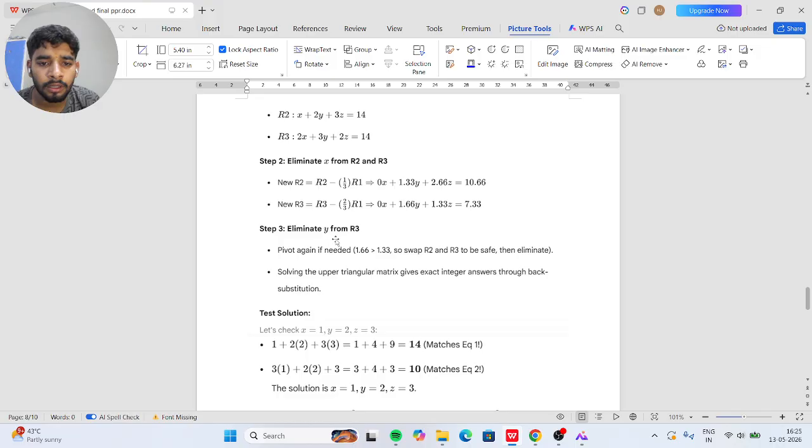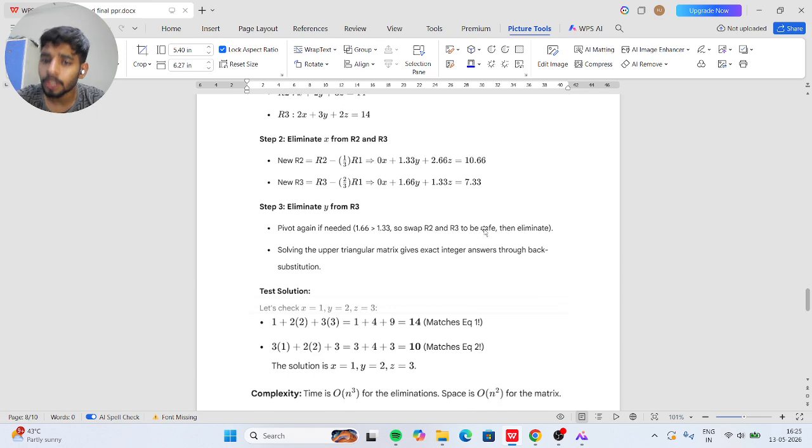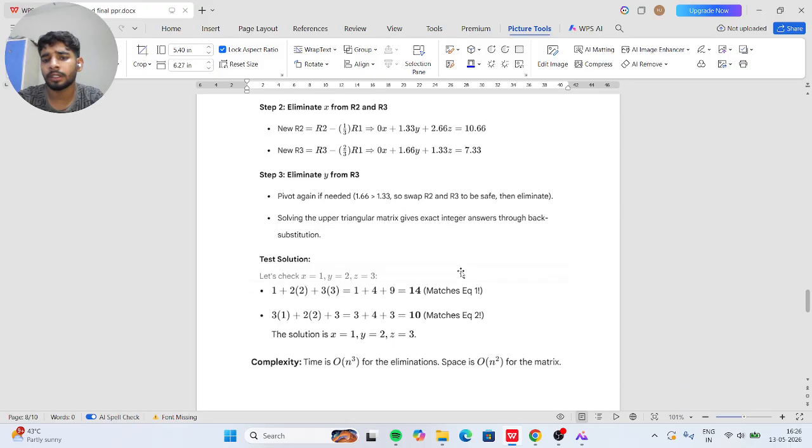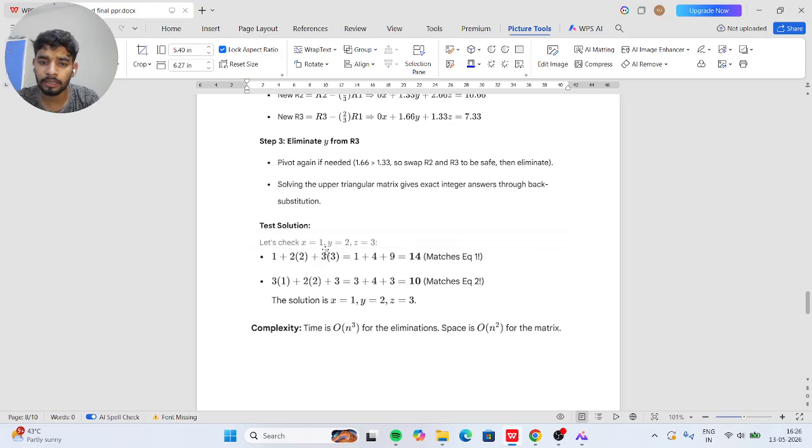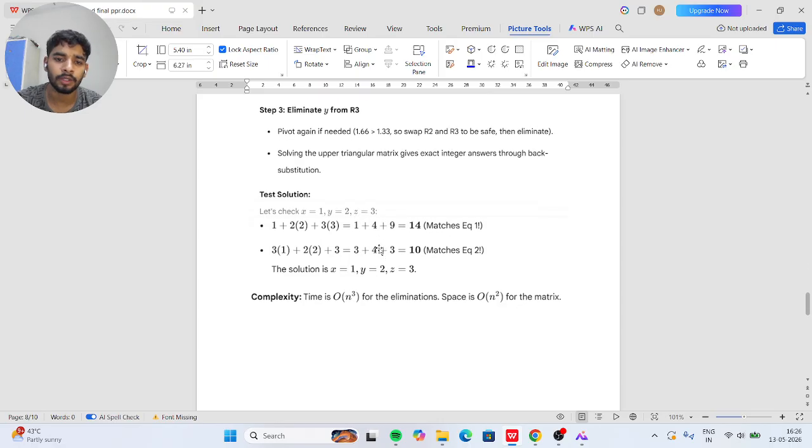By eliminating y from R3, we will eliminate this term from R3 by performing this operation with R2. So we are directly able to equate: 1.33z equals 7.33. So we will equate them and get the value of z. Solving the upper triangular matrix gives us the exact answer through back substitution. So we will get the answers x equals 1, y equals 2, and z equals 3.